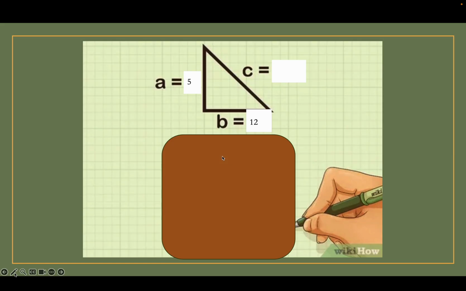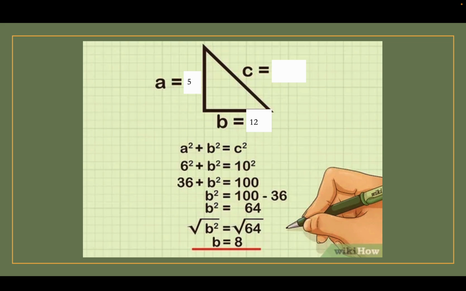Okay, so let's use the Pythagorean theorem. Remember, a squared plus b squared is c squared, or leg squared plus leg squared is hypotenuse squared. Okay, here you go. There's all the work shown properly to get the correct answer. Right? 6 squared plus b squared is 10 squared. Subtracting the 36 from both sides, you get b squared is 64. Square root both sides, b is 8.